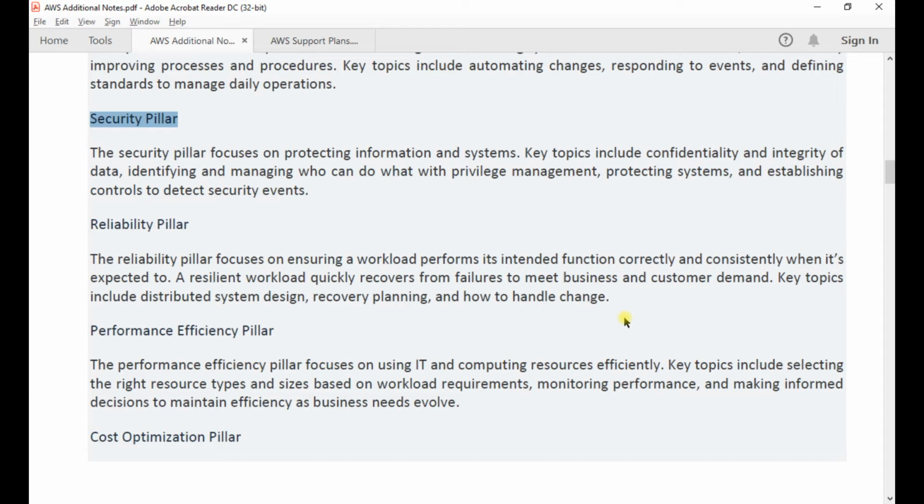Availability means the server should be available, the infrastructure should be available, and availability should also always be there.